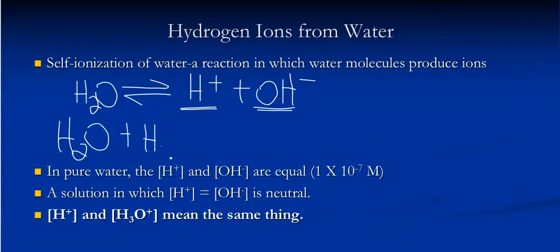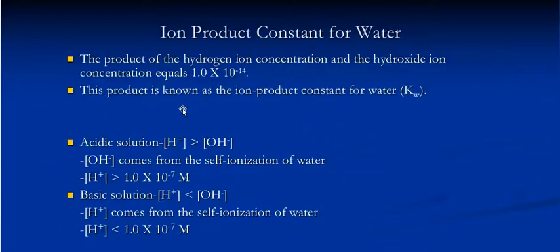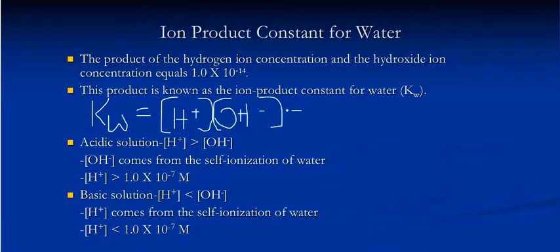I can take two water molecules and break those apart into H3O+, which is called hydronium, and OH-. Now hydronium and H+ mean the same thing. Hydronium is nothing more than H+ added to water. One of the four equations that we will use quite frequently is called the ion product constant for water, Kw, and that's equal to H+ times OH-, and the number is always 10^-14.